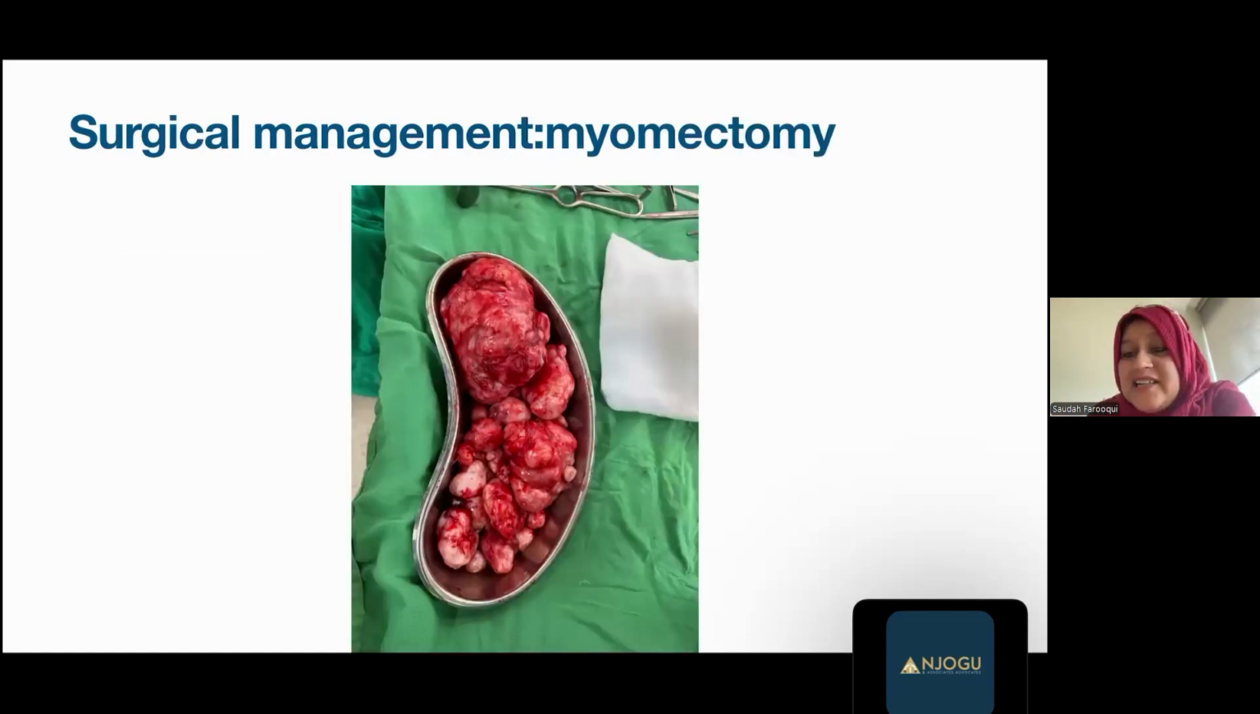Okay, so this is a dish. This kidney dish is about 1.5 liters when full, so you can imagine how big these fibroids were. The largest fibroid was about 7 centimeters in size, and I think we removed a total of 30 fibroids from this lady.